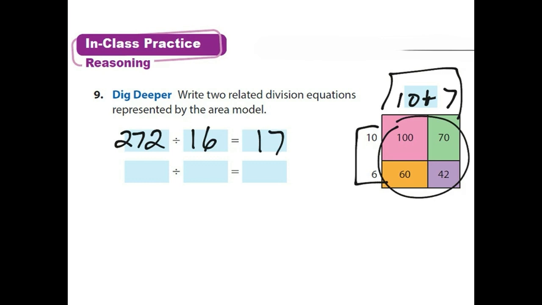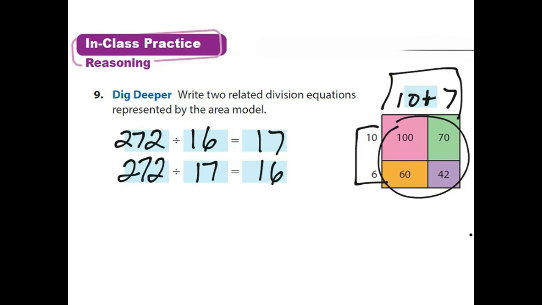17. Alright, so this next one should be easy for you if you understand what you can do with these numbers. So go ahead and do that and then we'll go over it. Hope you saw that it could be 272 divided by 17 equals 16. Let's go ahead and stop there for the day. We'll start on number 10 tomorrow.